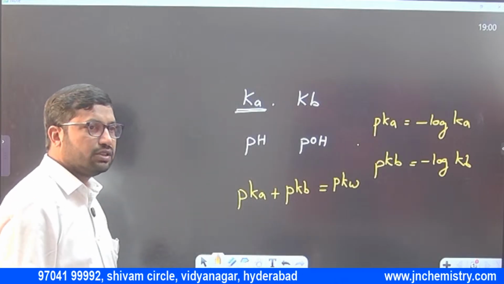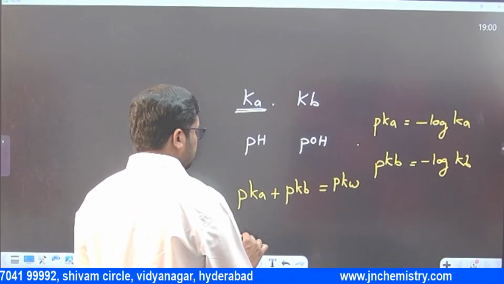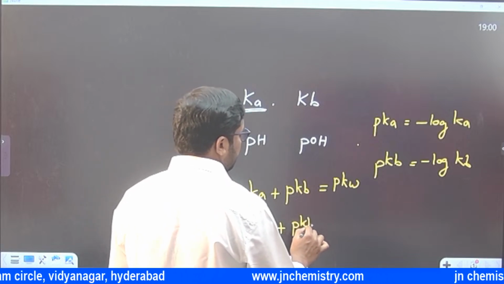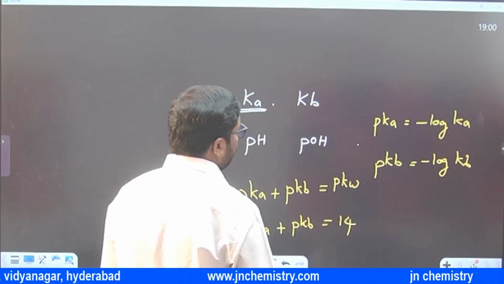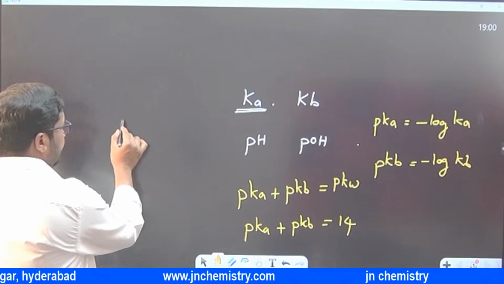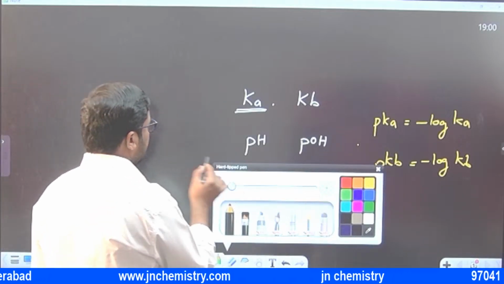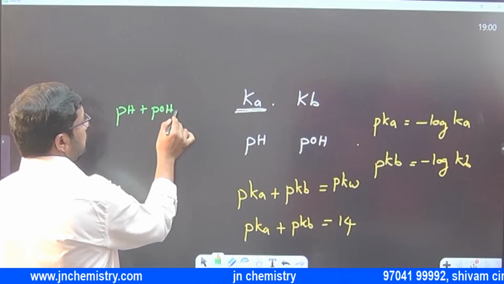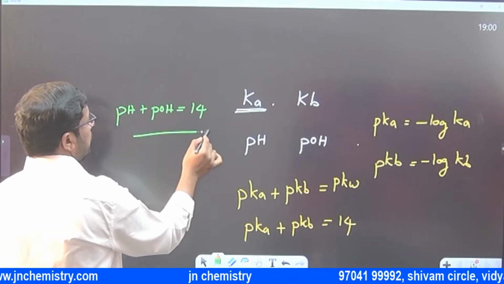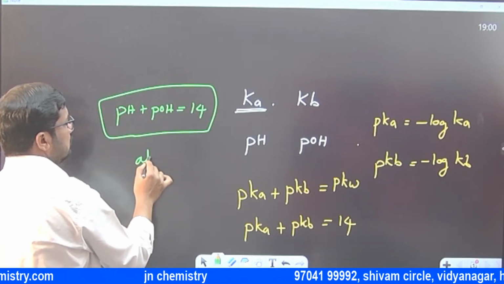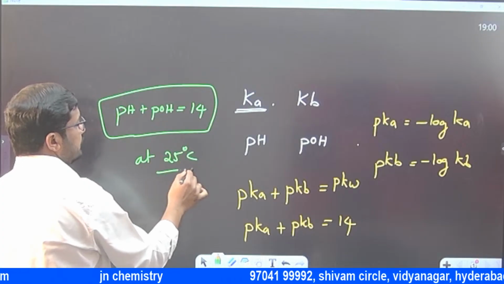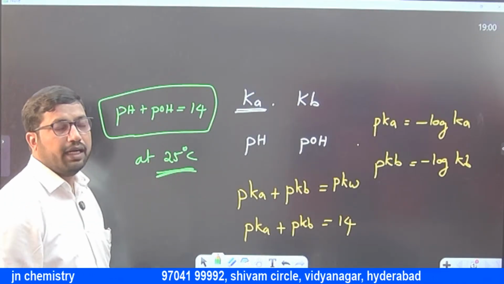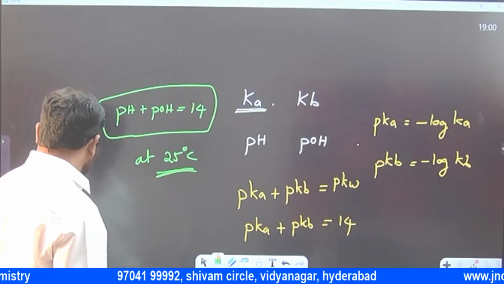pKw value is how much? 14. So pKa plus pKb equals 14. In the same way, pH plus pOH is equal to 14, particularly at 25 degrees centigrade. At 25 degrees centigrade. And acid dissociation constant also we discussed, right?